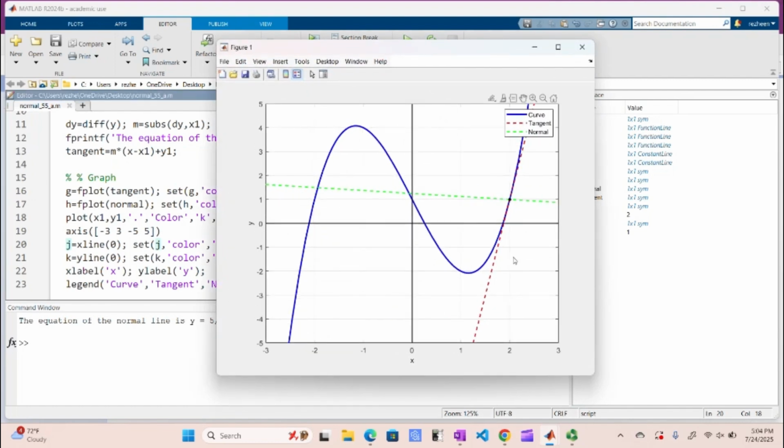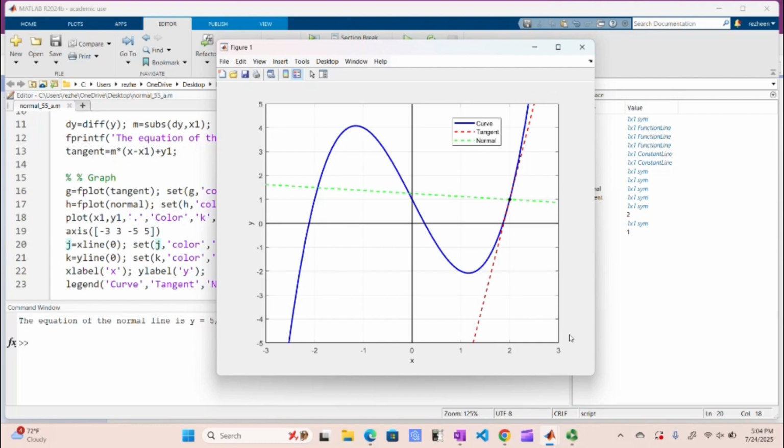We have our curve plotted, with a legend there. This is our curve in blue, our tangent line is red, and the normal line is green. We form a 90-degree angle because the tangent and normal are perpendicular, or orthogonal, to each other. We also plotted the x and y axes, and we have grids and a legend distinguishing which is which.